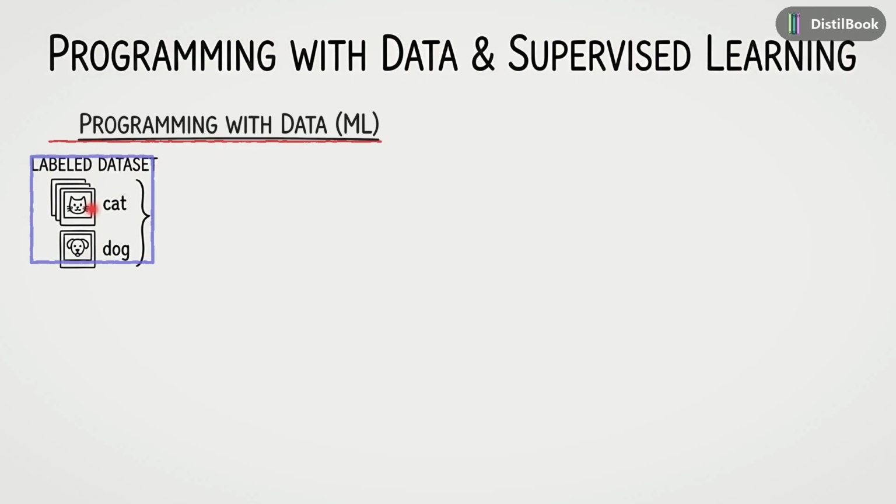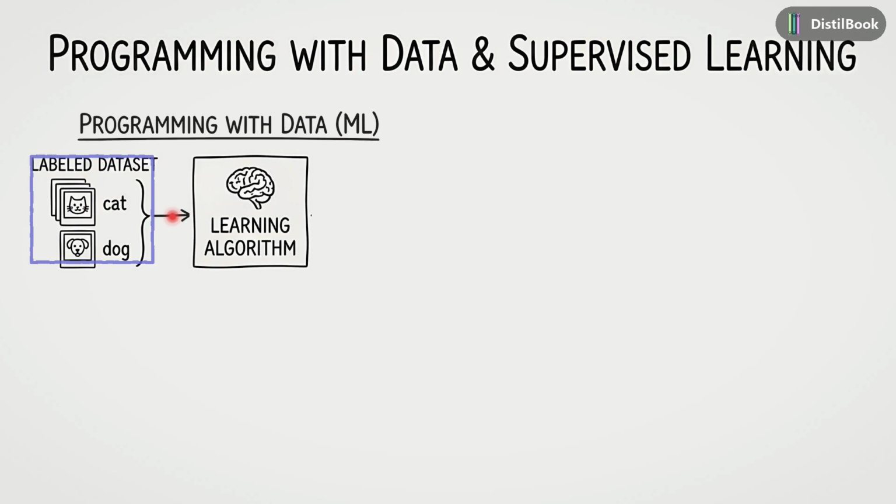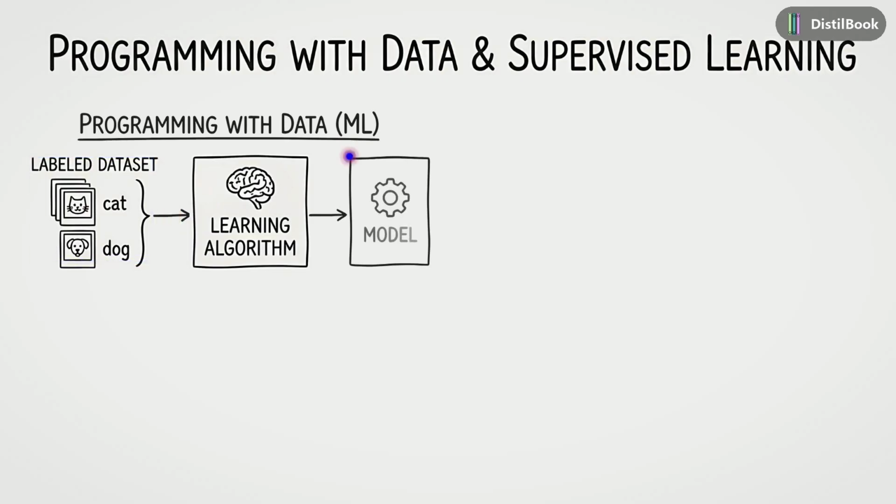For instance, we might have folders full of images labeled cat and dog. We feed this data into a learning algorithm, represented here by this brain icon. This algorithm processes the data, looks for patterns, and eventually builds a model. This model is the actual software artifact that we can use to make predictions.